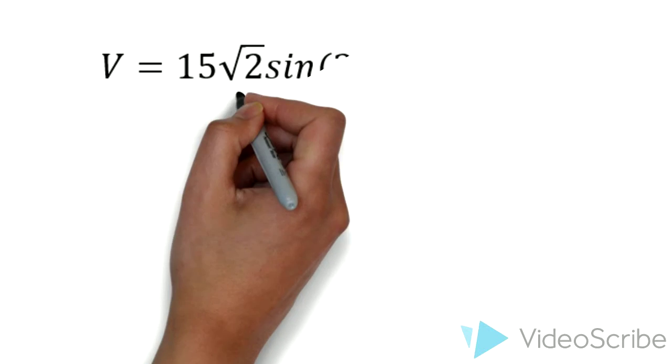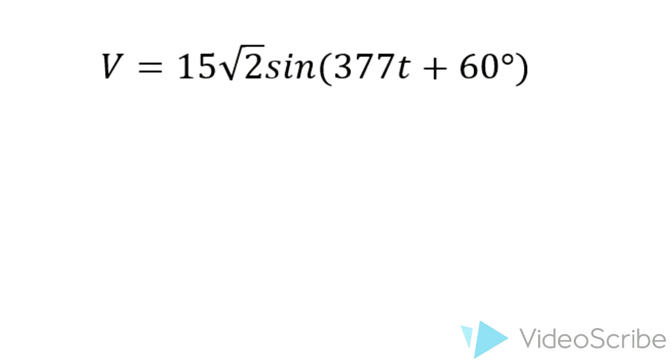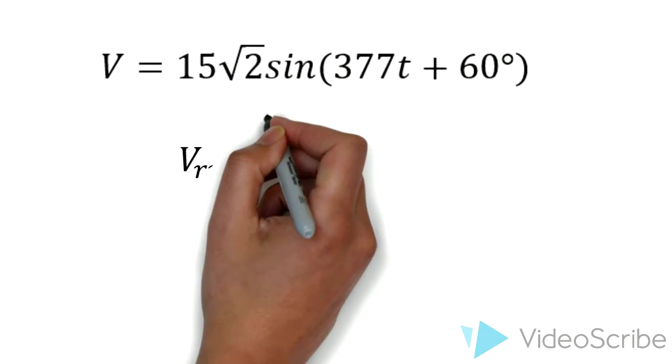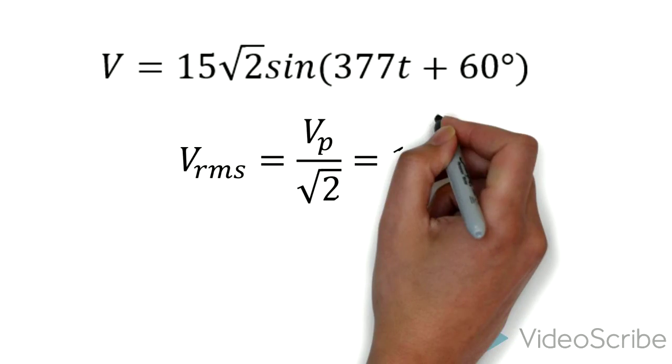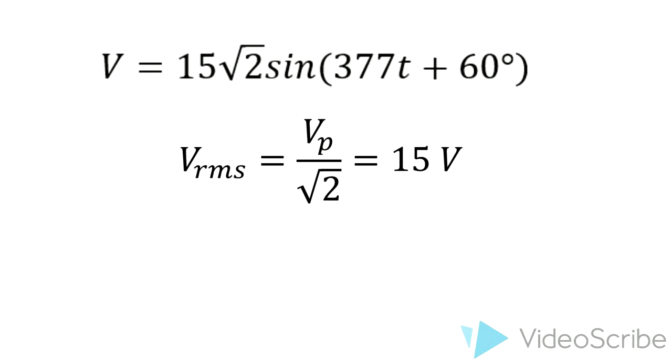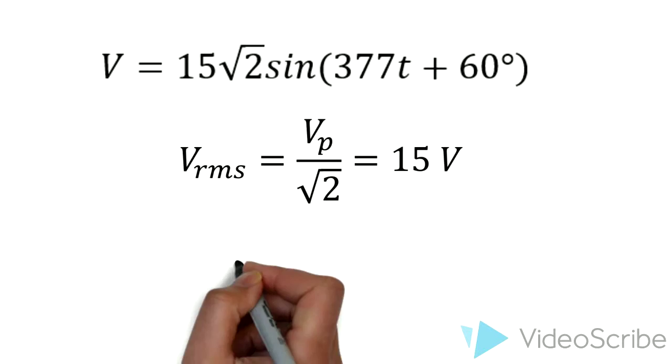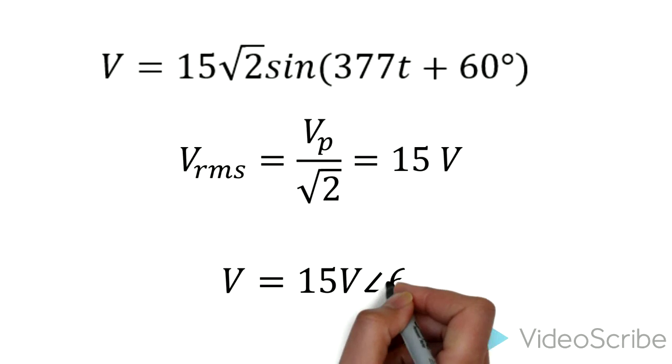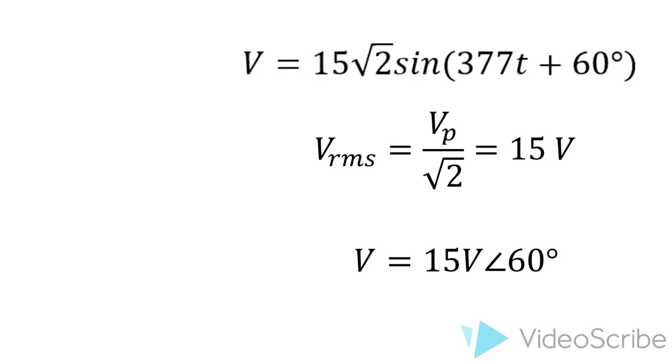Well, we must convert to a form in which addition and subtraction can be performed. To do this, we convert to an RMS voltage. Here, the RMS voltage is 15 volts. Then we simply take the phase from the waveform and combine it with this voltage to make a polar equation. This is known as the phasor form.